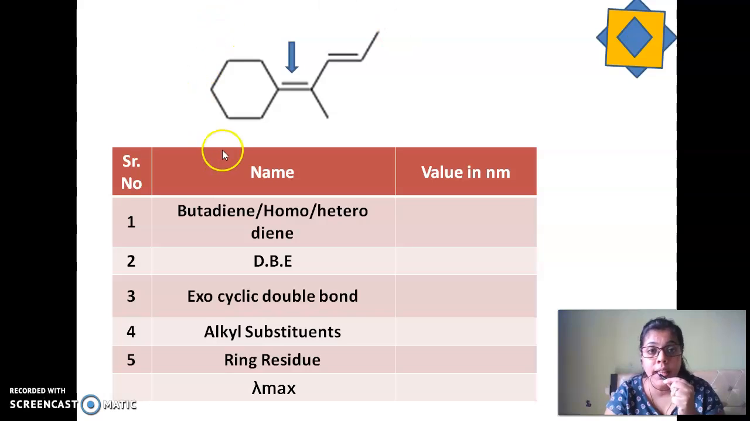Yes, I have one cycle here, which means something which is attached to my cycle. When I can see one of the double bonds outside, that is an exocyclic double bond. Correct. And now is the time for alkyl substituents. I have two alkyl substituents. This is my parent, so the second carbon of the parent has it. Third, fourth also has it. So I have two alkyl substituents. Ring residue, yes, I have a ring. So this is my first carbon, so this is my ring residue and this is my ring residue.